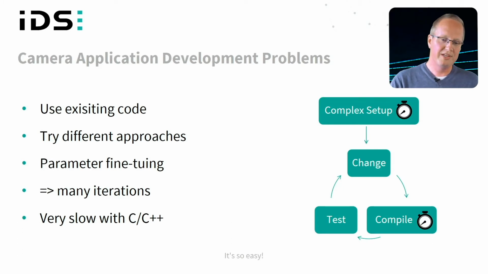That means you have to do many, many iterations, which will be very time-consuming when using C or C++, because you have to make a change, and then you have to compile, which always takes a long time, and then you have to test, and then you see it's not quite what you expected. You make another change, compile again, and test again, and so on and so on. So that's an annoyingly slow cycle, especially if you make many, many small changes. Instead, you would like to make a change and immediately see the results. So that's where rapid prototyping comes in.